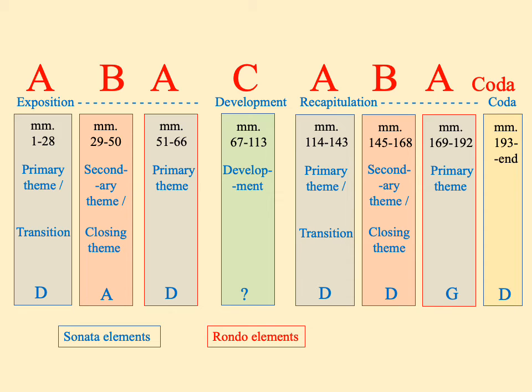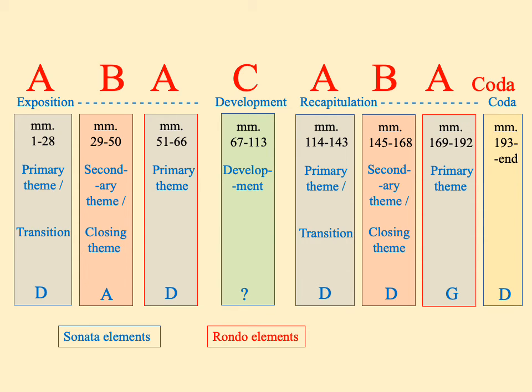And when the transition happened that time, it led us not to the key of A major, but it kept us in the key of D major, and we got to hear the secondary theme and the closing theme stated in the key of D major, recapitulated in the tonic. And then Beethoven threw the monkey wrench.